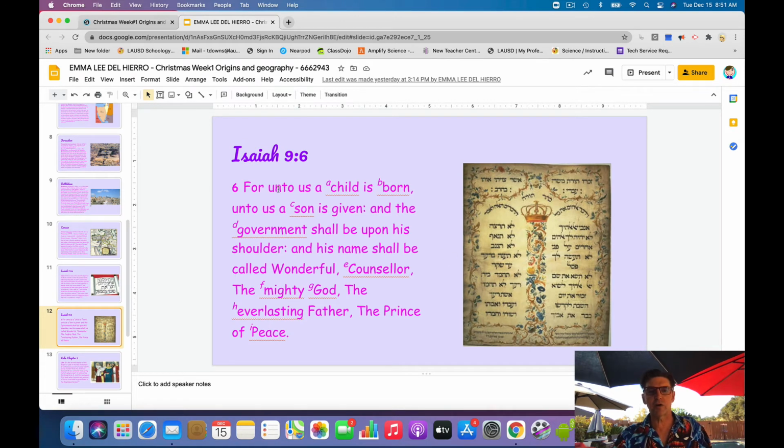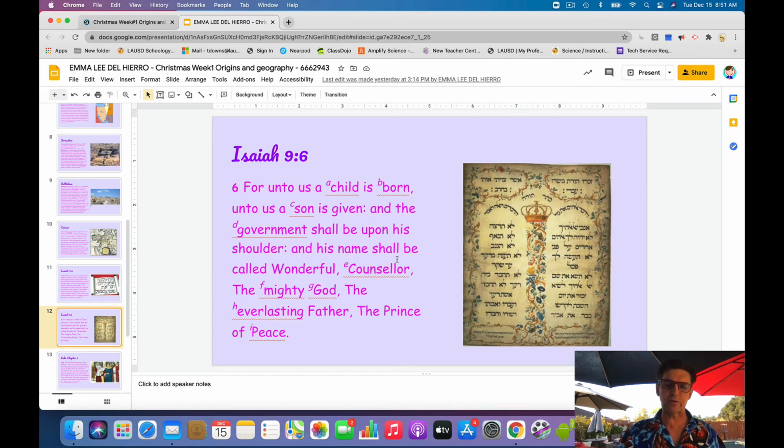And then another one, for unto us a child is born, unto us a son is given, and the government shall be upon his shoulders, and his name shall be called Wonderful Counselor, the Mighty God, the Everlasting Father, the Prince of Peace. Controversial statement right here. If this was Jesus, then is he God? Well, what about God the Father?